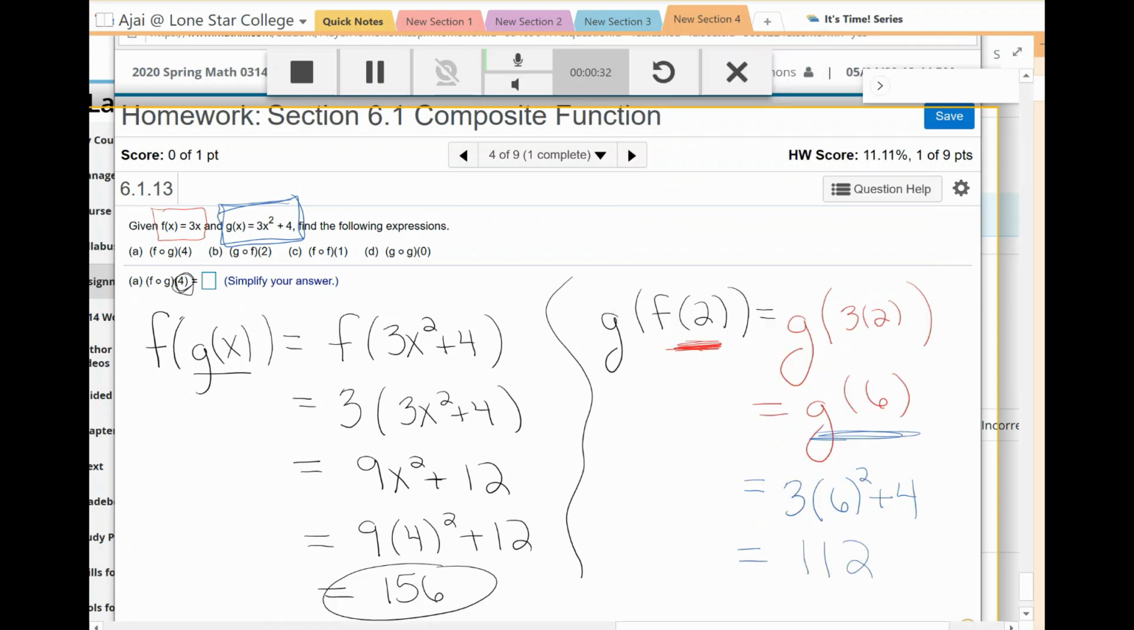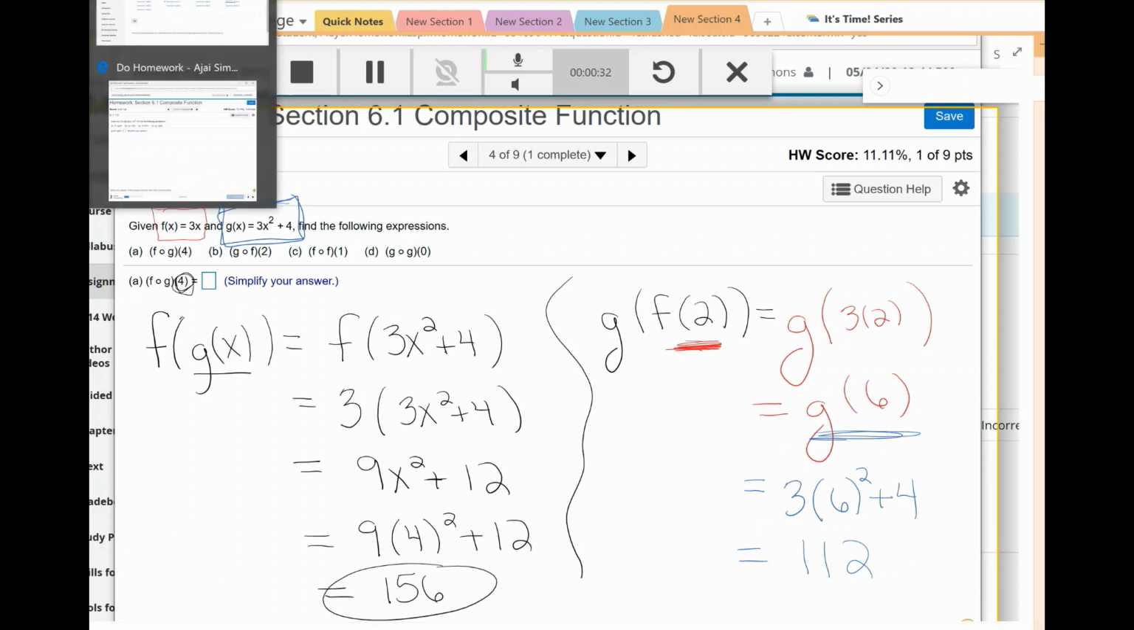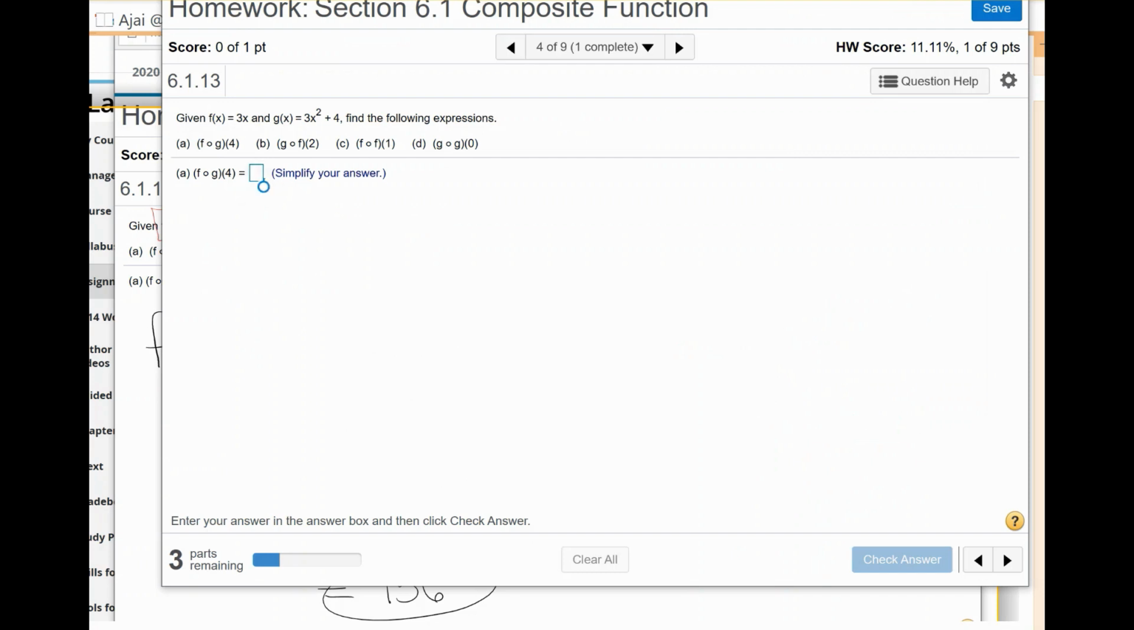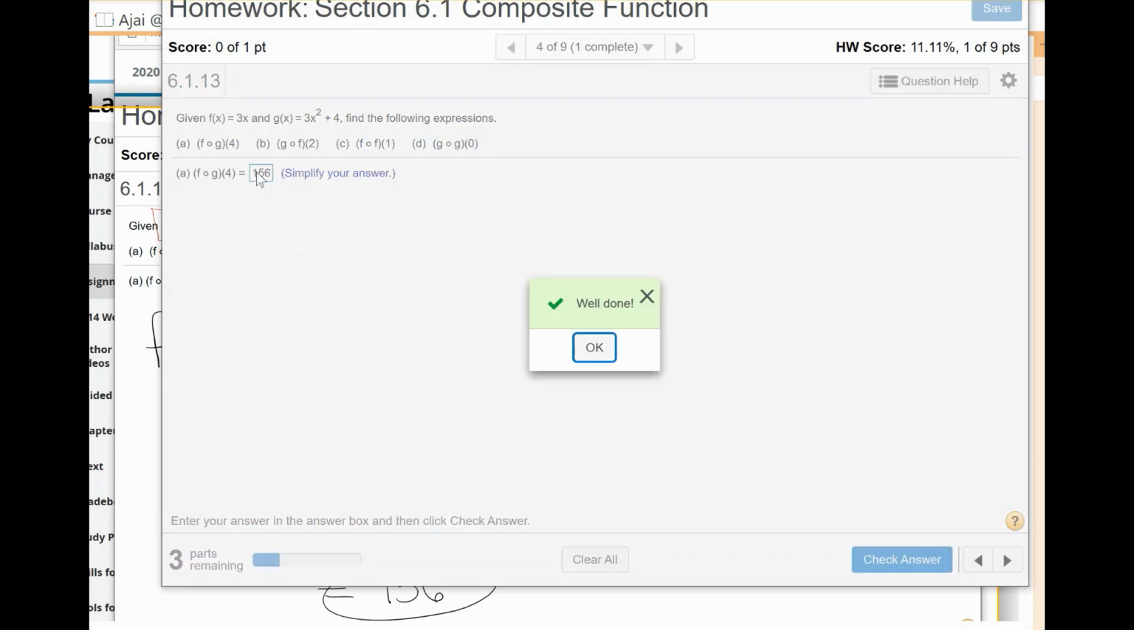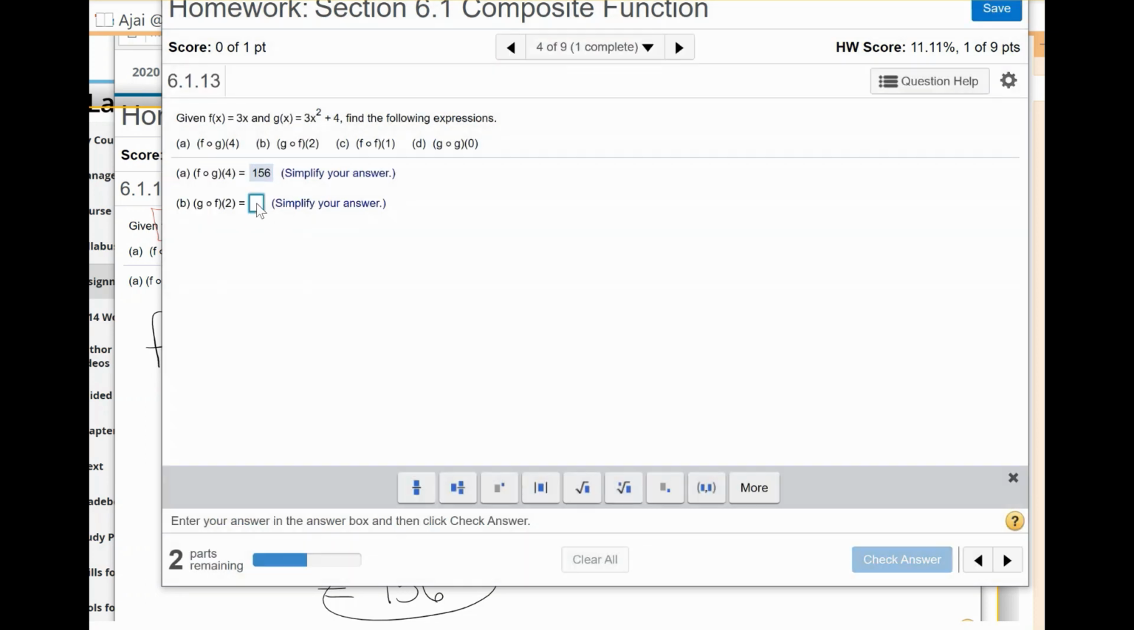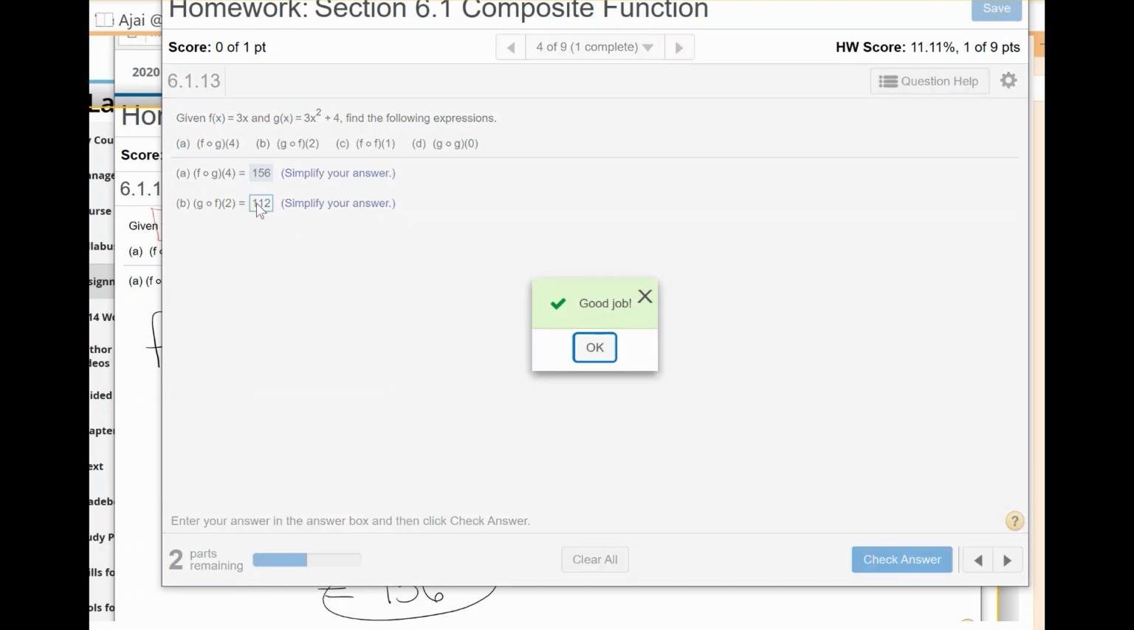So 112. Let me go back to the problem and make sure: 156 and 112. And then the next part is 112. You see?